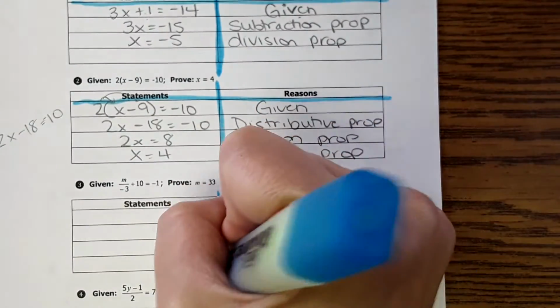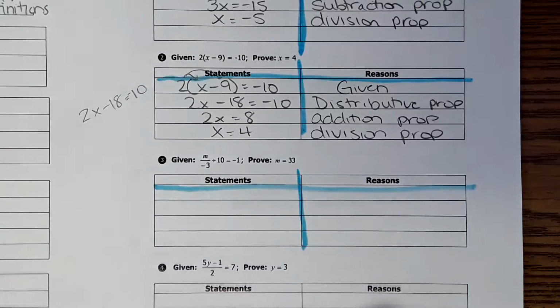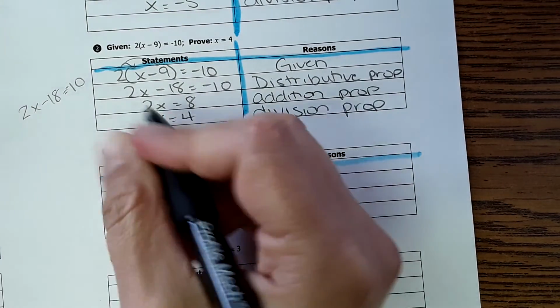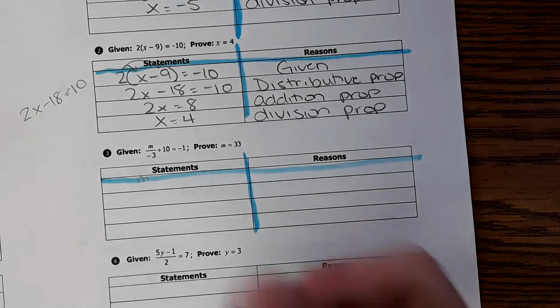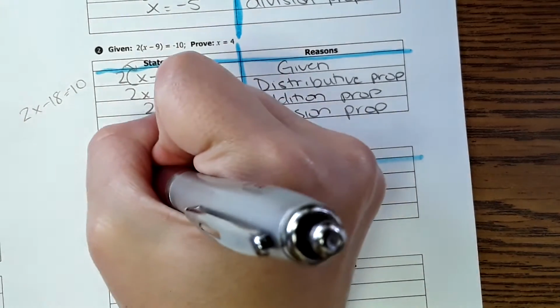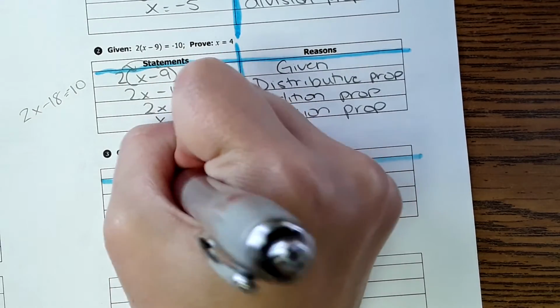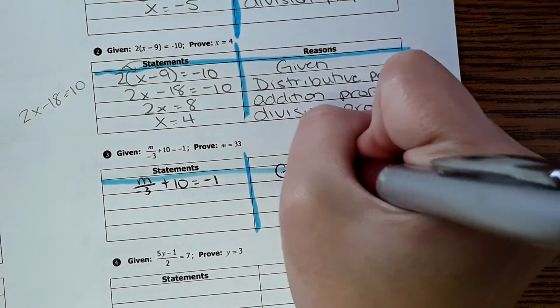So next, we have another chart again. Statements and reasons are given. Write that first. Dominic, who's just coming in, is like, what is this? It's not that bad, actually. M over -3 plus 10 equals -1. Reason, that's what's given.